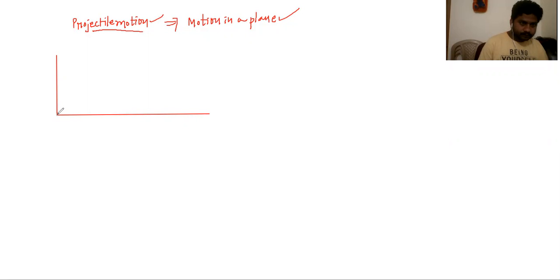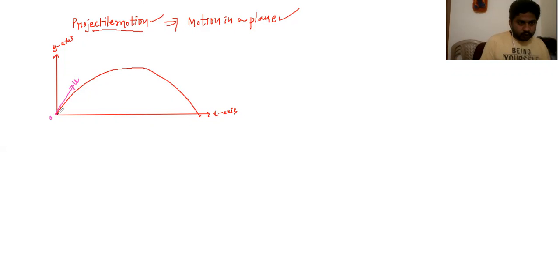Imagine there is a body which is thrown in this way. So this is the y-axis, clearly mentioning it. This is the x-axis. Now you can see this is the origin. So there is a body which is thrown with an initial velocity u.